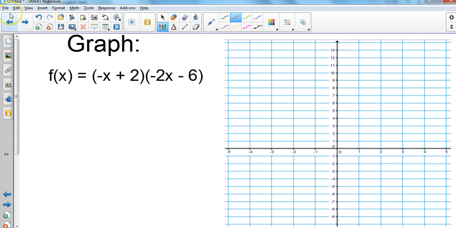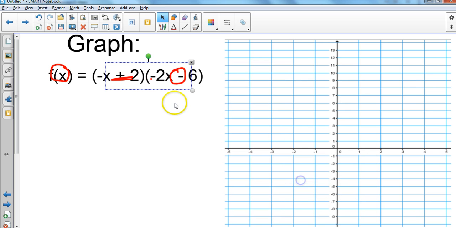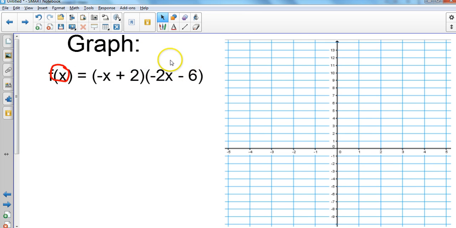So let's try this. Here is a quadratic in factored form, and let's graph this. The first thing we're going to do is set our equation equal to 0 and find out which x values make this 0. Using the fact that 0 times anything is 0, we want to find out what x value makes this factor 0, and also, if we can make this 0, 0 times anything is still 0. So that's our thought when we find our x-intercepts.